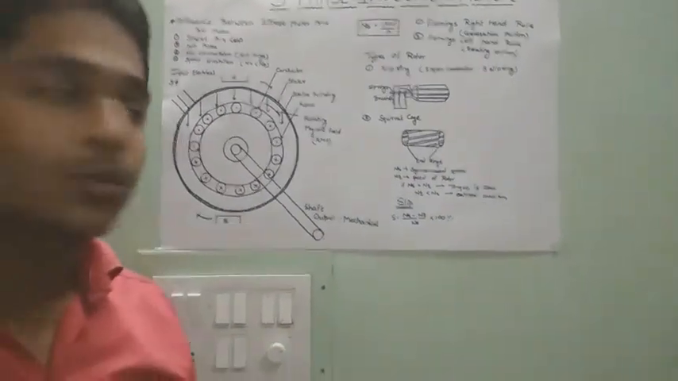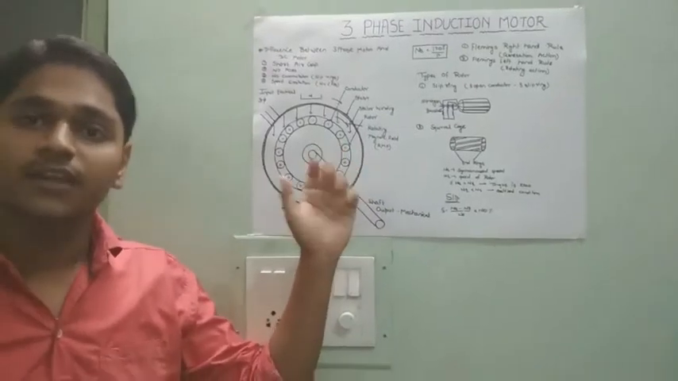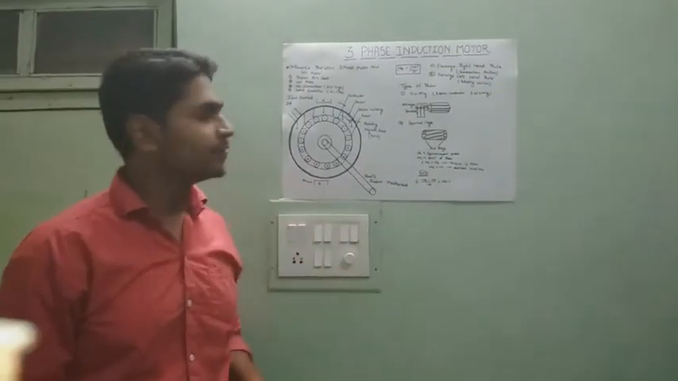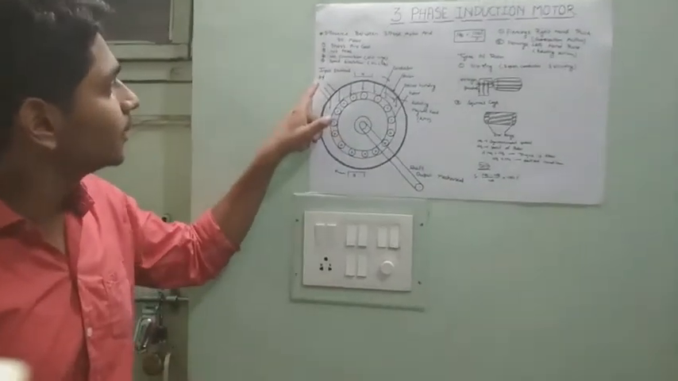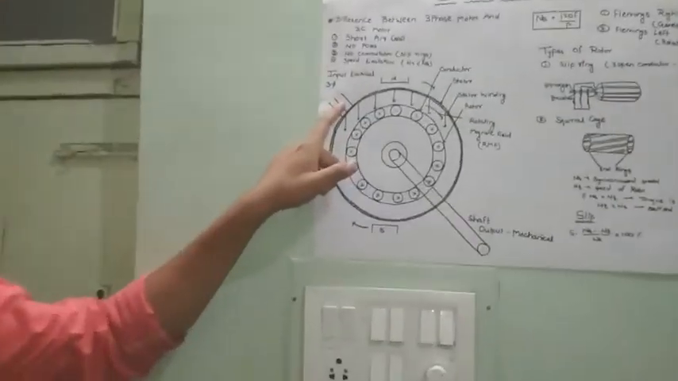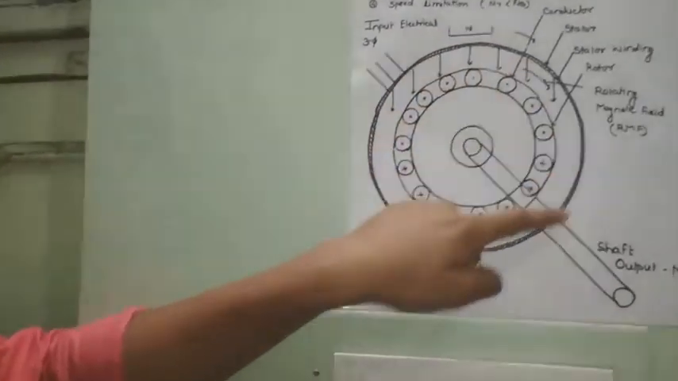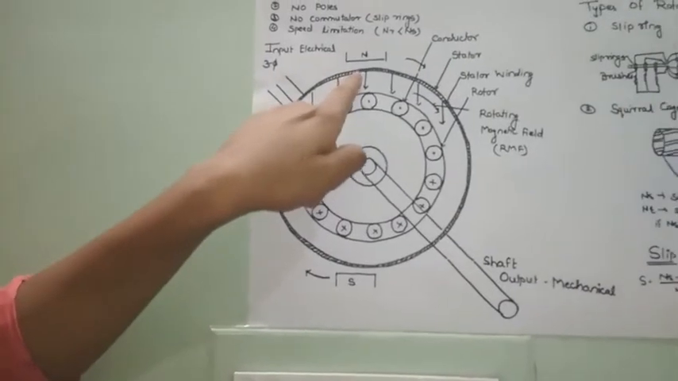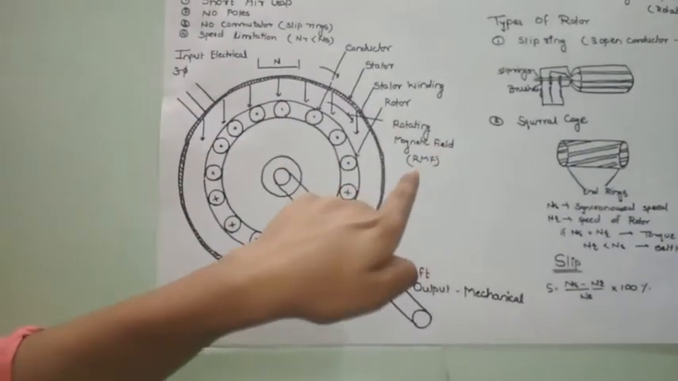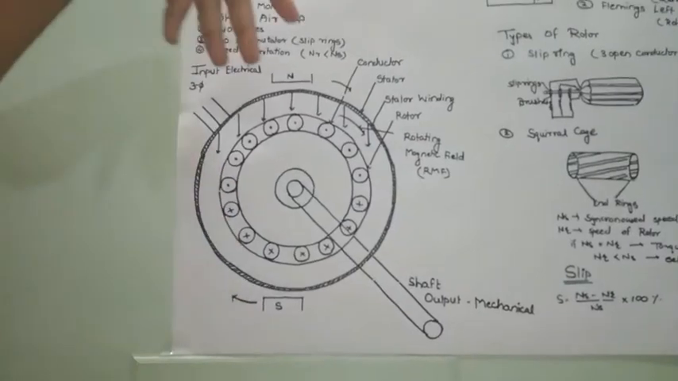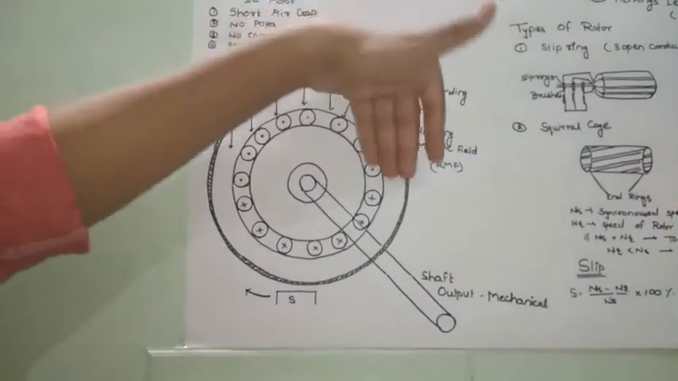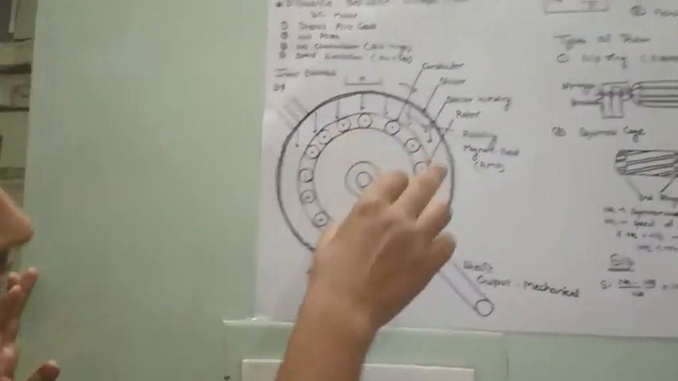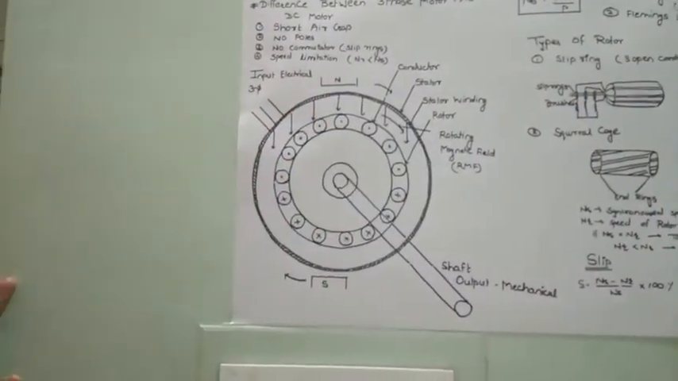Now we will go towards the working of three-phase induction motor. In the working of three-phase induction motor, the three-phase input is connected to the stator. Here the stator winding is present. This stator winding produces a rotating magnetic field, which is denoted as RMF, in the downward direction, and the magnetic field is rotating, so it rotates in the clockwise direction. That is, we have assumed it.